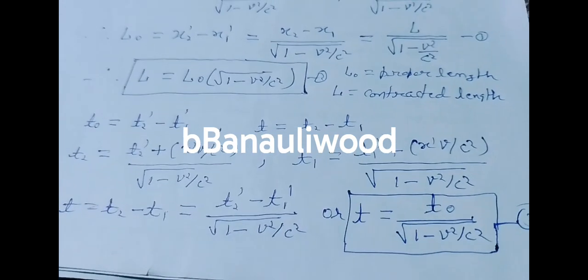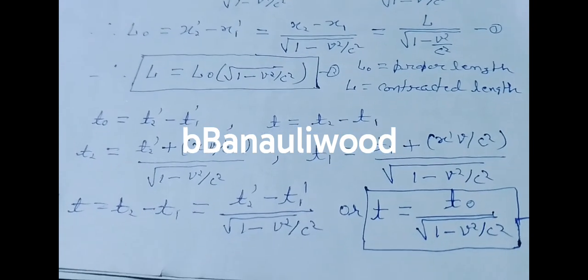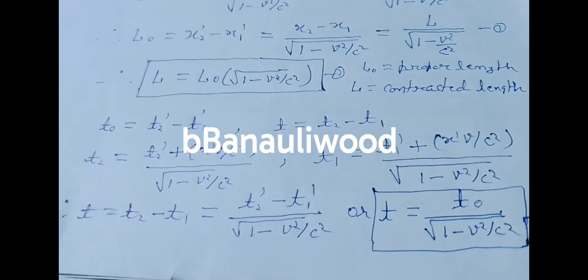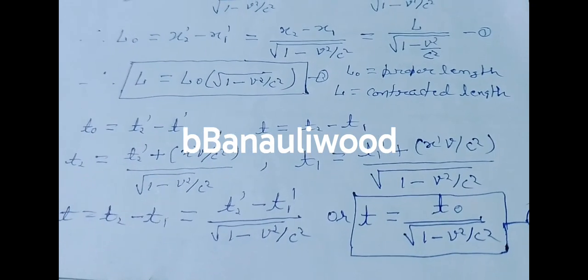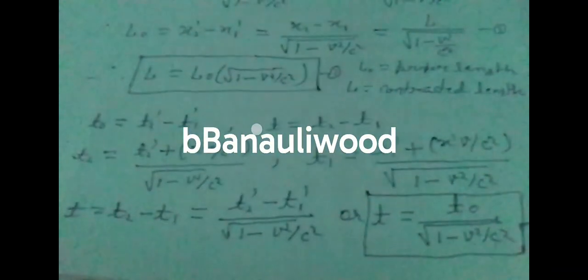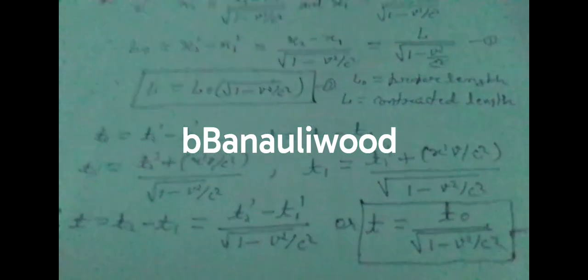So L sub 0 equals L by under root 1 minus v square by c square. Hence we get L equals L sub 0 open braces under root 1 minus v square by c square close braces. This is represented by equation 2. Here L sub 0 represents the proper length and L represents the contracted length, that is the length measured by the observer in frame S.